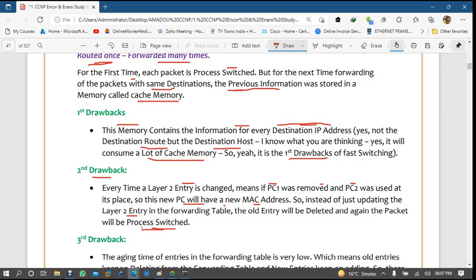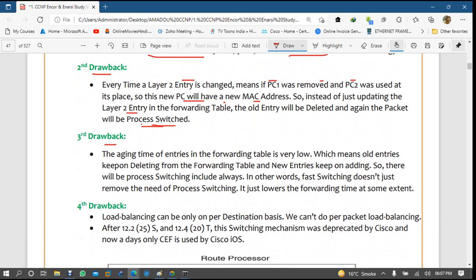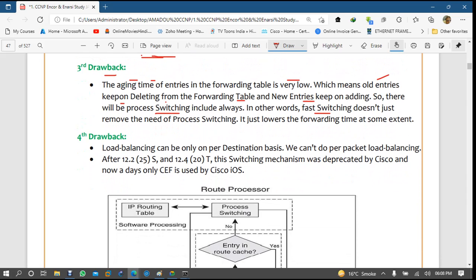So again, your fast switching is what? Process switching. Now, the third drawback: the aging time of the entries of your forwarding table will be slow. Why? Because every time there is no update. When they are running the process switch, fast switching is the same as process switching, which means the old entry will keep on being deleted from the forwarding table and new entries will keep on being added. So instead of fast switching, you are running with process switching. You can say your router is working half the time as a process switch and half the time as a fast switch. So this implementation was not successful. That's why they came with another switching mechanism known as Cisco Express Forwarding.